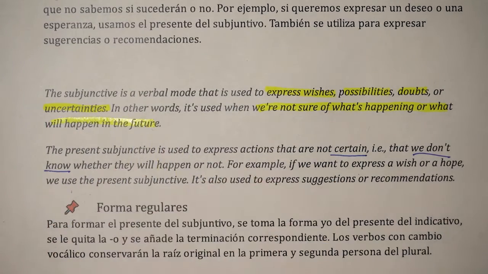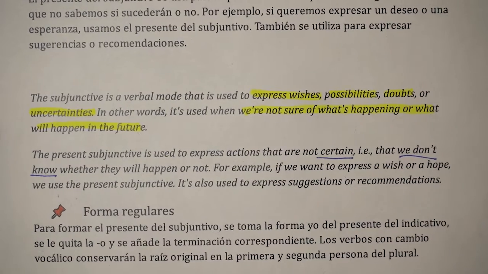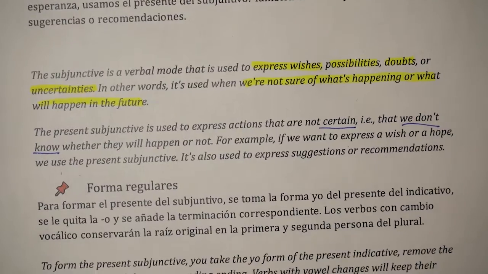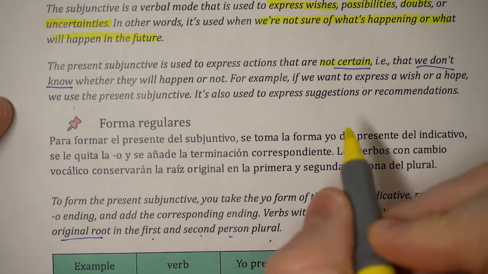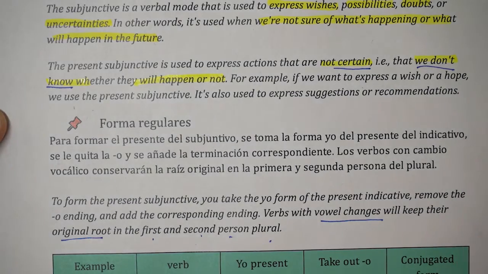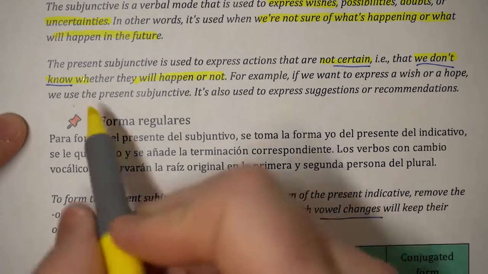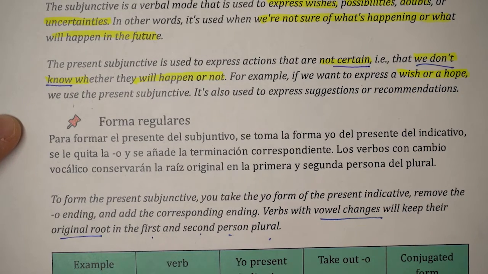In the prior lesson, the moods, we have studied that concept, how we use indicative mood when we know for sure what we are saying, we are certain of what we are saying, and the way we feel when we use subjunctive is that we are more uncertain. The present subjunctive is used to express actions that are not certain, as I've been saying. We don't know whether they will happen or not. For example, if we want to express a wish or a hope, we use the present subjunctive for wishes or hopes, and it's also used to express suggestions or recommendations.